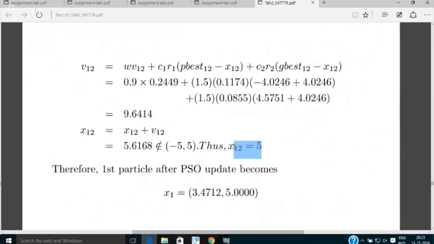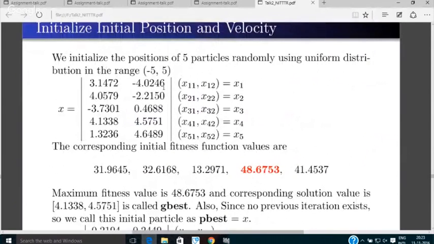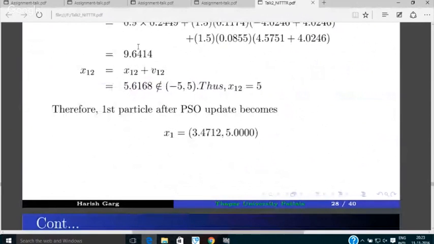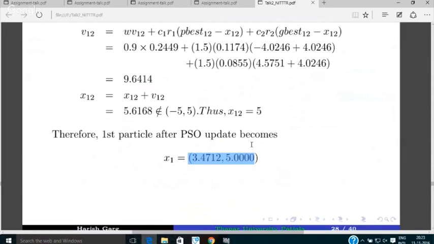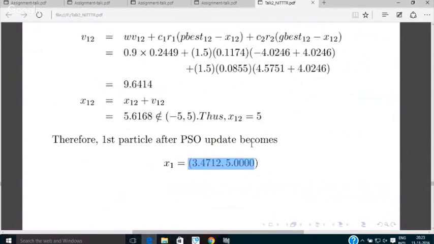Clear? So what it means is, after the first particle's PSO update, your initial values, remember, 3.1472 and -4.0246, now become this. So your new number is 3.4712, and now 5 is there.